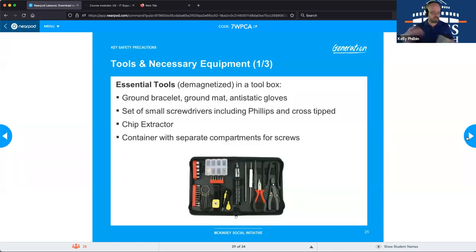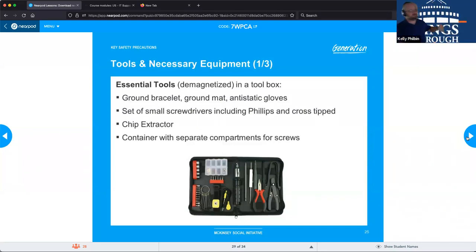Mechanics will have their own toolboxes. They'll lock that sucker up at night when they leave. They don't want anybody touching their tools. Same thing can happen with computer techs. If they're doing it a lot, they have brands and tools that they like to use, a certain quality level, and they want to make sure they invest in that, and they'll be quite protective of it.